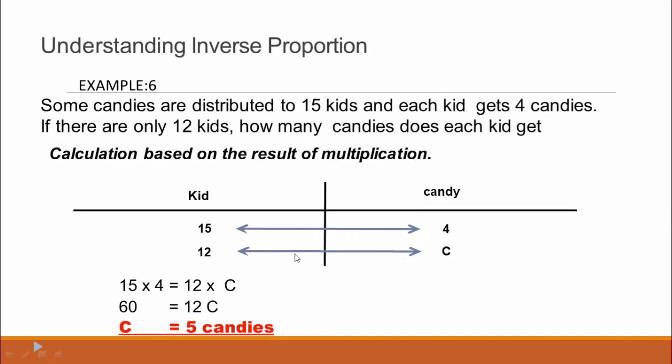Similarly, in the previous example, you see here the kids quantity decreases, so the candy quantity will increase. Now the candy quantity is 5. In the first position the candy quantity is 4, but now the candy quantity is 5. So since the kids quantity decreases, the candy quantity will increase. This is called inverse proportion.